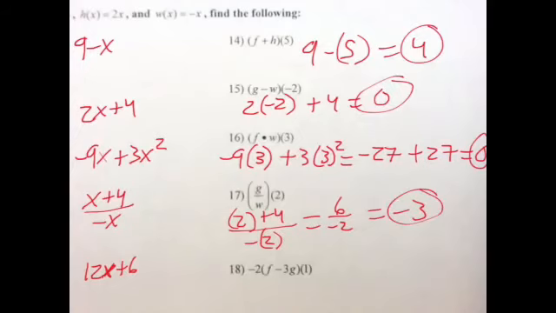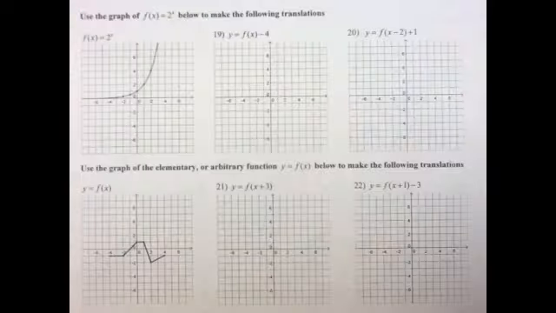And then the next part, you need to take that 1 and put it in for the x. So you just got 12 times 1 plus 6. Well, 12 times 1 is 12. Add 6 is going to give you 18. And we're going to do the back side on the next video.